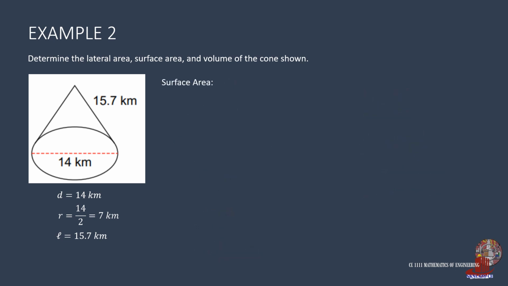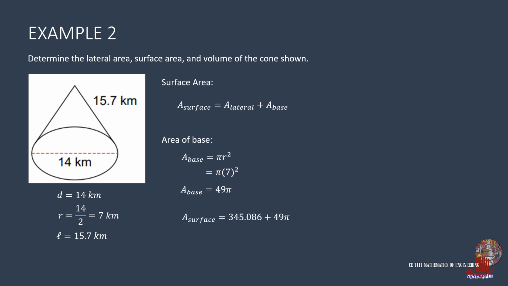The next task is to solve for the surface area, which is through the lateral area plus the area of the base. We just solved for the lateral area, and the area of the base is taken as pi r squared, which is pi times 7 squared, giving 49 pi. With the base area already determined, the surface area is then 345.086 plus 49 pi, which is then 499.02 square km.